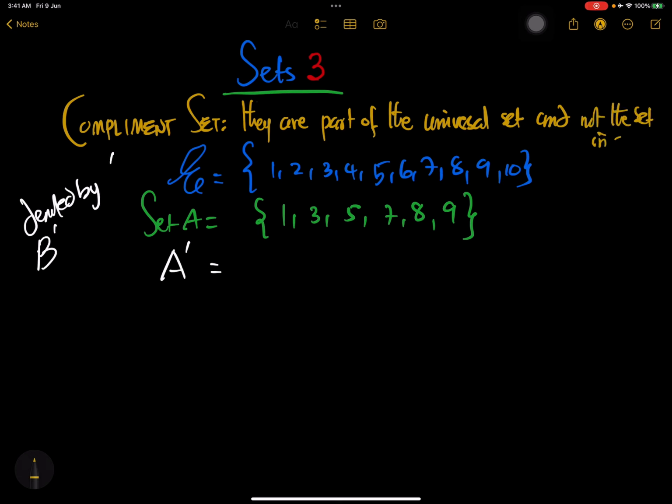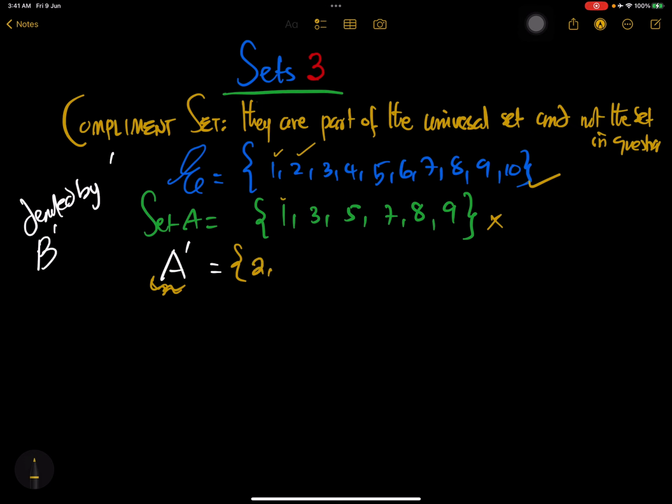So we are looking at the complement of A. We are saying that the complement of A are members that are in the universal set, but they are not in the set A. So if we look at one from the universal set, it's already in set A, so that cannot be a complement. If we take two, two is in the universal set, but it's not in the set A. So two is a complement.